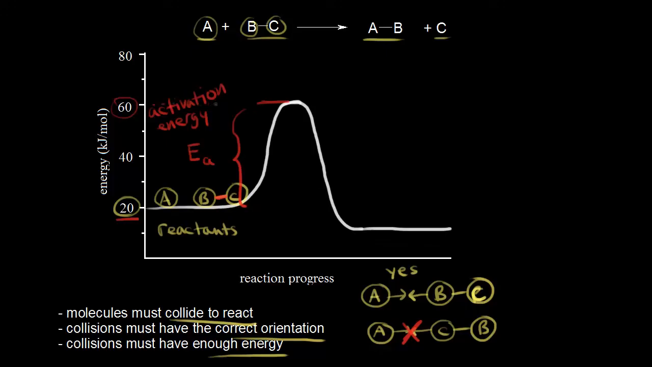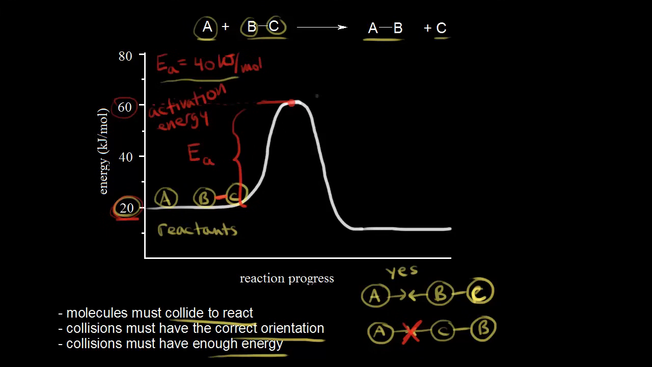So this point right here is at 60 kilojoules per mole. We're starting out with 20, so 60 minus 20 would, of course, be 40. So the activation energy for this reaction, so E A, according to our diagram, is positive 40 kilojoules per mole. So the energy of the collision must be greater than or equal to the activation energy.